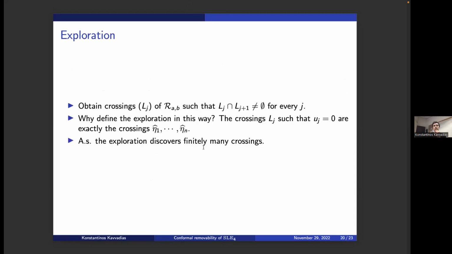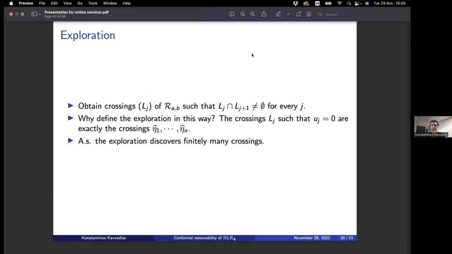And of course, almost surely this exploration discovers finitely many crossings. This means that eventually we will discover a level line which hits the right side of the rectangle before either the upper or the lower boundary. And this is the last thing that I would like to mention. I guess I have a couple of minutes.